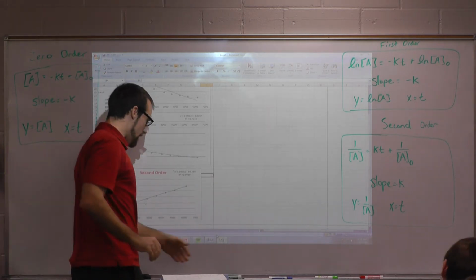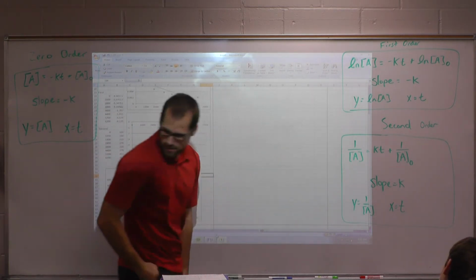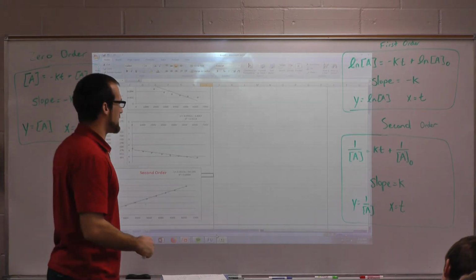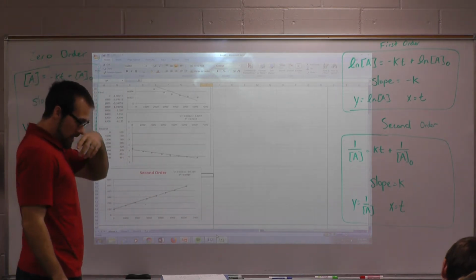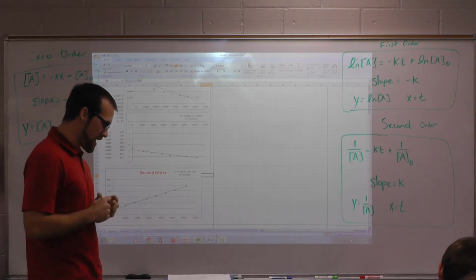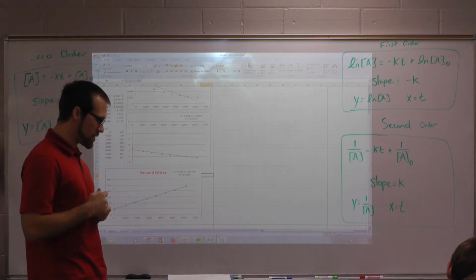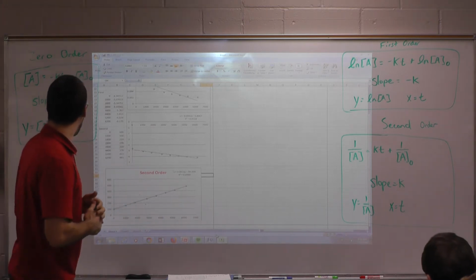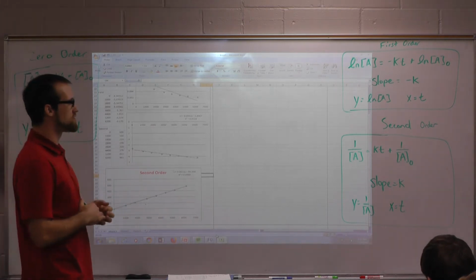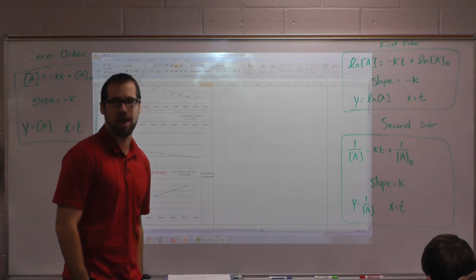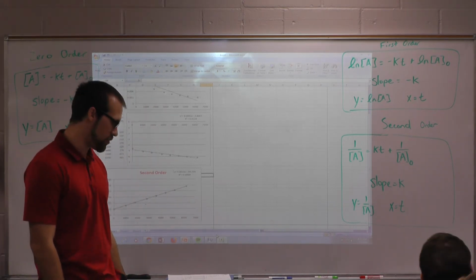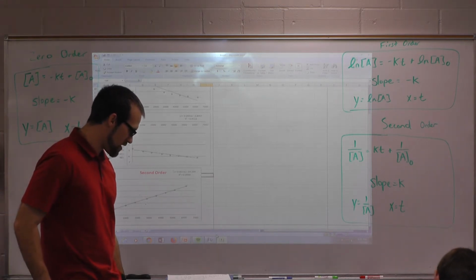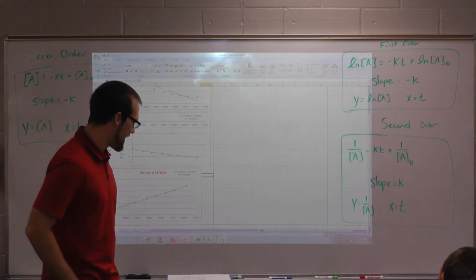Now that we figured out which order it is. Which order is it? Second order. Okay, so it says, is the reaction first or second order? You would say second. The reason why it's second order is because when you plot the inverse of your concentration, it gives you a straight line. That would be an adequate way of explaining why it's second order. Okay, and then it wants to know what the value of your K is.